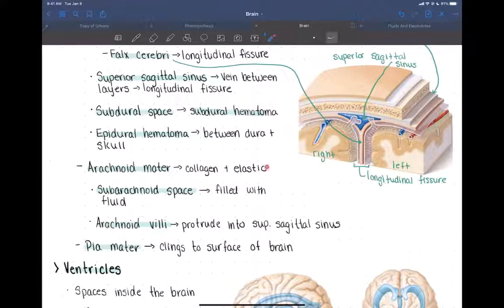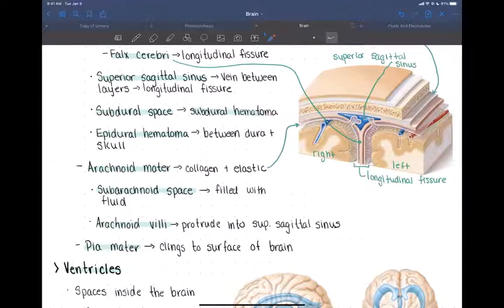Okay, so we have the arachnoid mater. I'll label it here. That's the arachnoid mater, called arachnoid mater because it has all of these collagen and elastic fibers that extend from it down towards the brain, and it ends up looking kind of spider web like, right? So arachnoid referring to spiders, and that's a spider web appearance, okay?